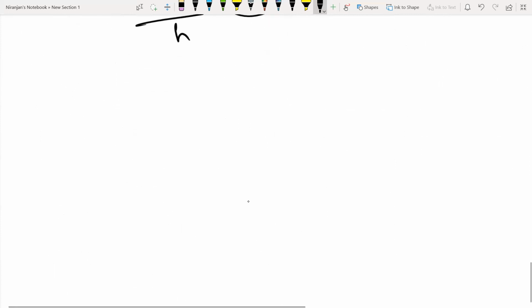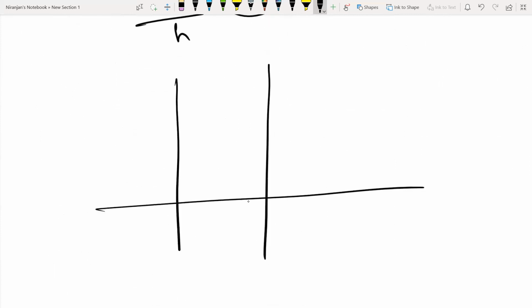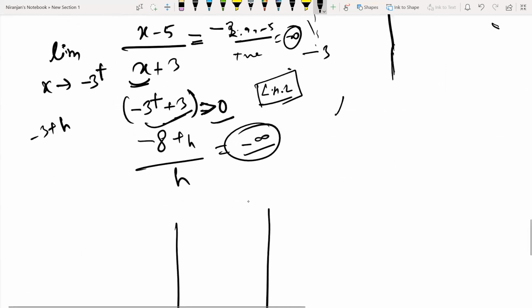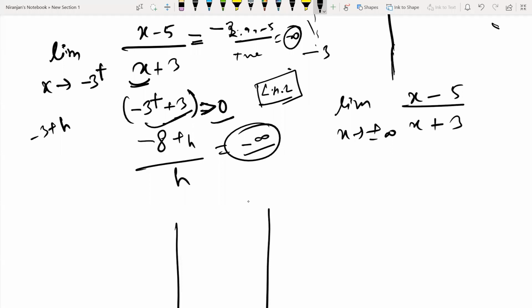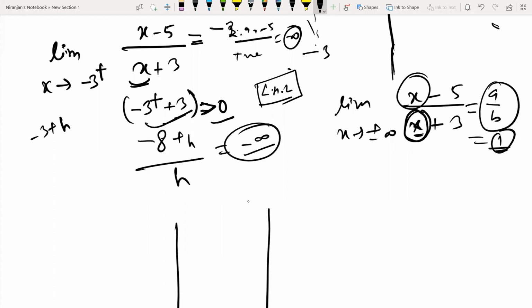So forget about that axis. Your graph should be something like this. One more thing: limit x tends to plus minus infinity. Whenever you have a polynomial, you know how to find the limit. First, check if this is a rational function. You check the maximum degree of x in both numerator and denominator. If they are the same, then the ratio of their coefficients a upon b is going to be the limit. Here a and b are both 1, so the limit is going to be 1 at both plus infinity and minus infinity.